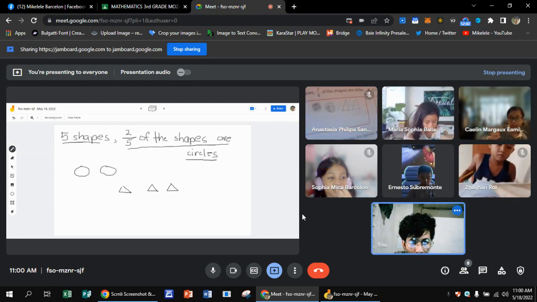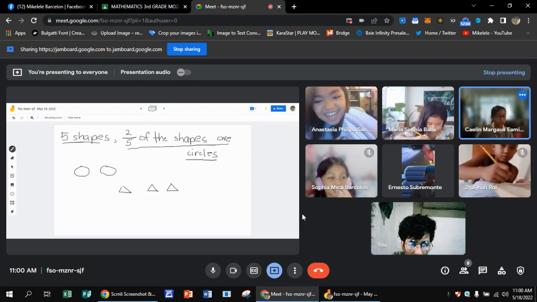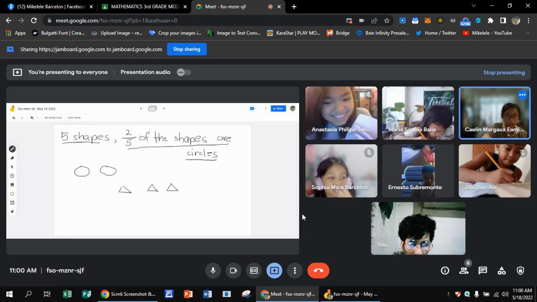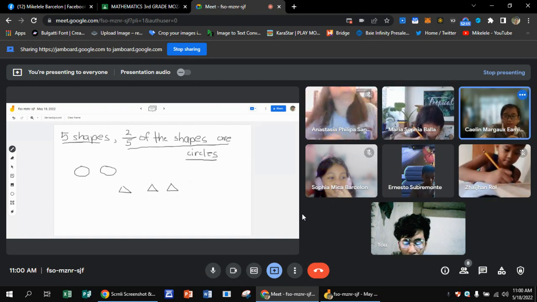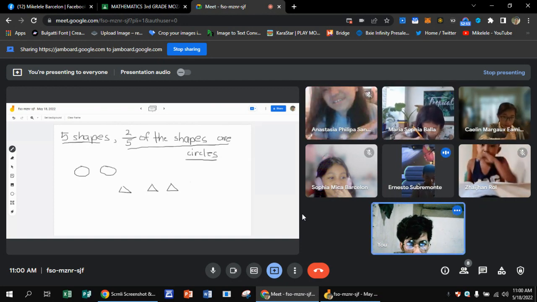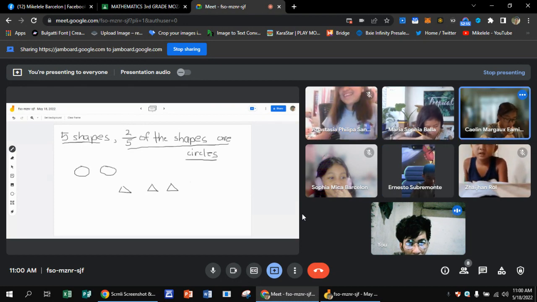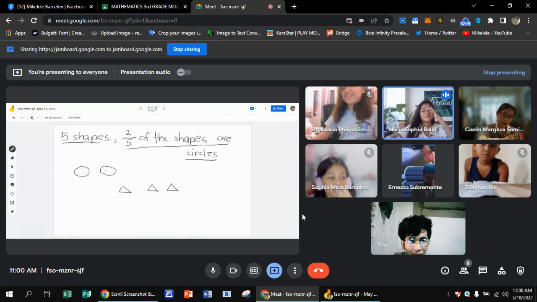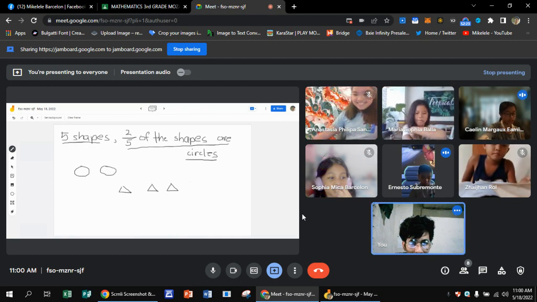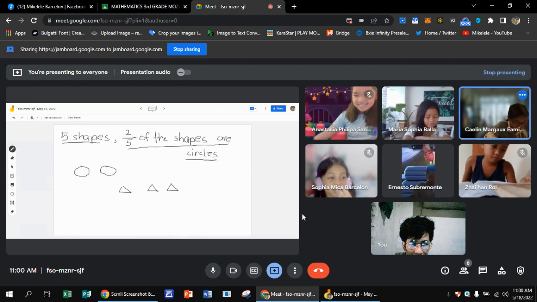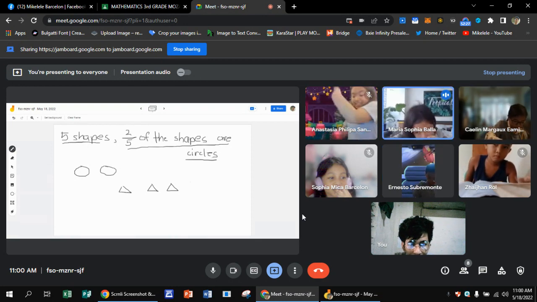Is that correct? Is that 3 over 4? Yes, because it shows 4. Yours is mostly 3, but the circle is only 2. There must be 3 circles, right? 3 circles. Teacher, I'm done. Okay, let's wait for the others. With 3 circles. Teacher, where will we send?